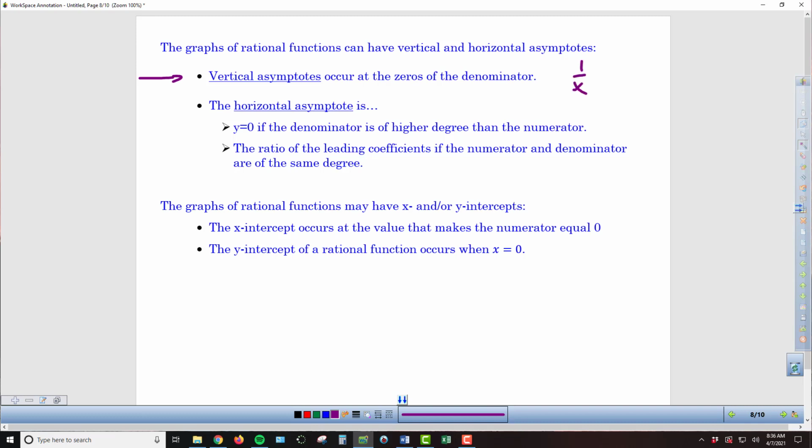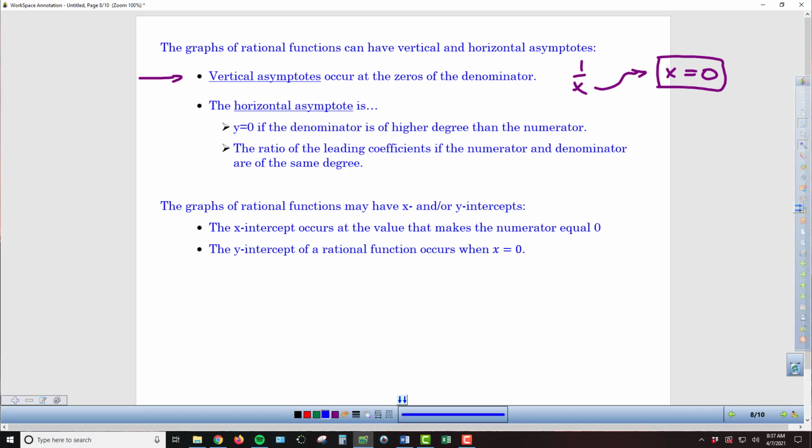So in the example that we did where the function was y equals 1 over x, if we just take that denominator and set it equal to 0, then that is going to give us the vertical asymptote. If we had something more complicated in the denominator, then we would just have to solve for x, as we'll see in some other examples in a minute.